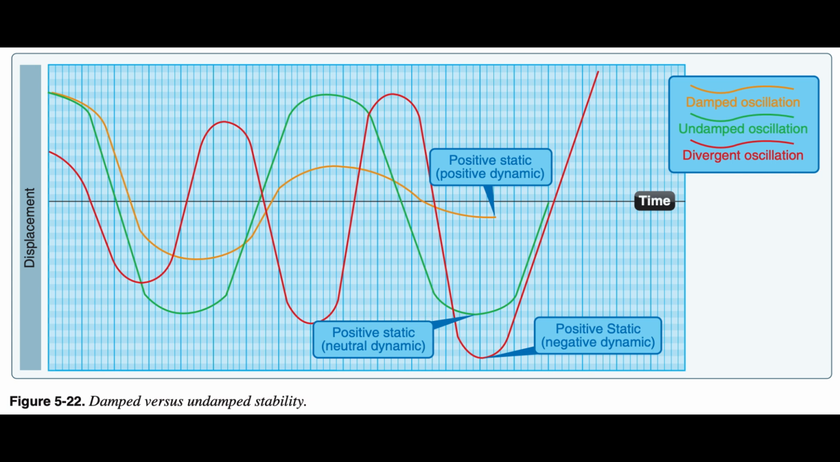Dynamic stability refers to the aircraft response over time when disturbed from a given pitch, yaw, or bank. This type of stability also has three subtypes, figure 5.22.